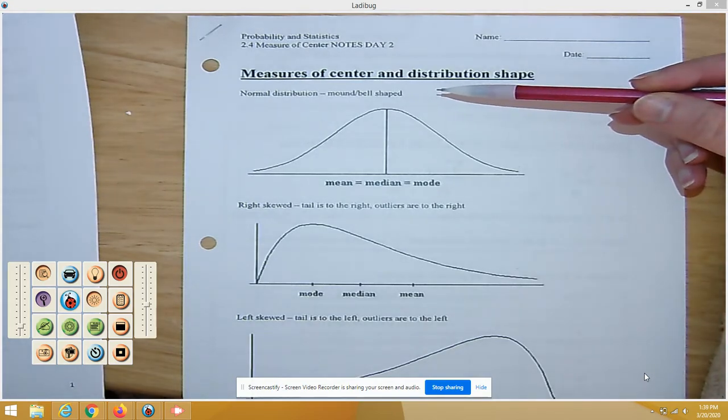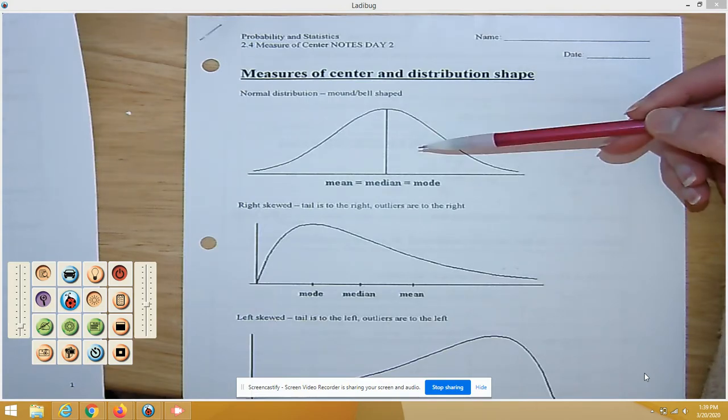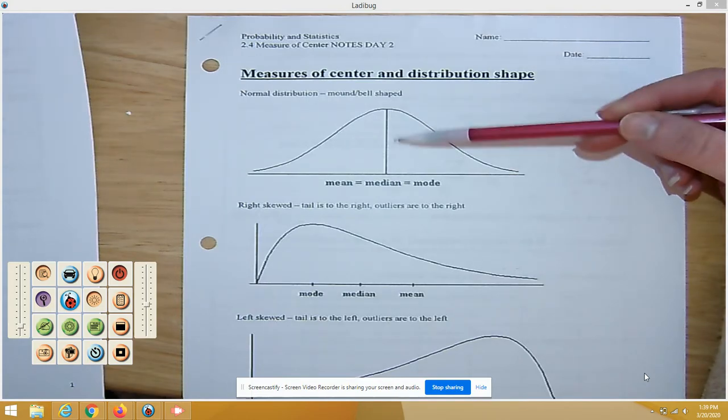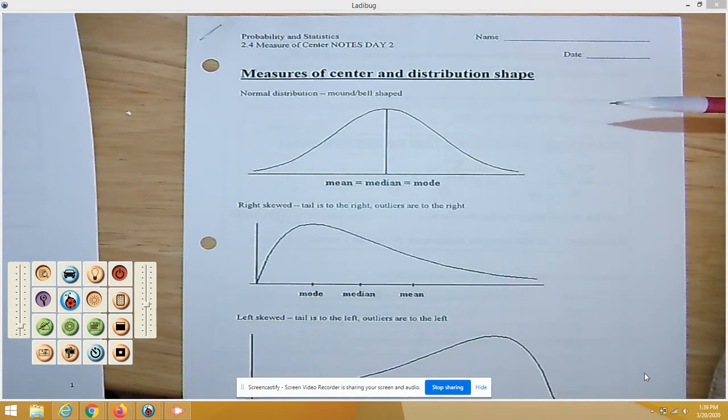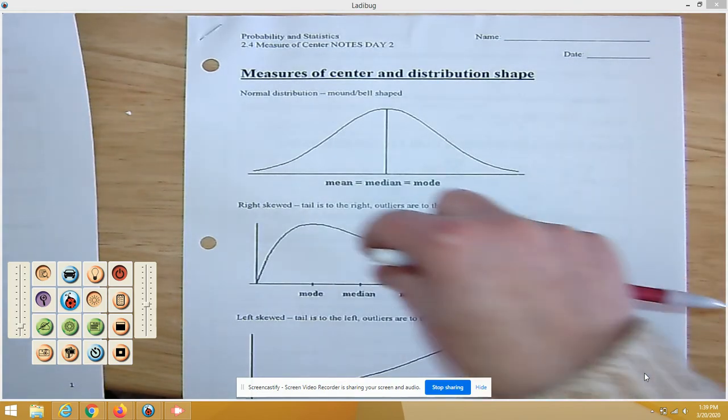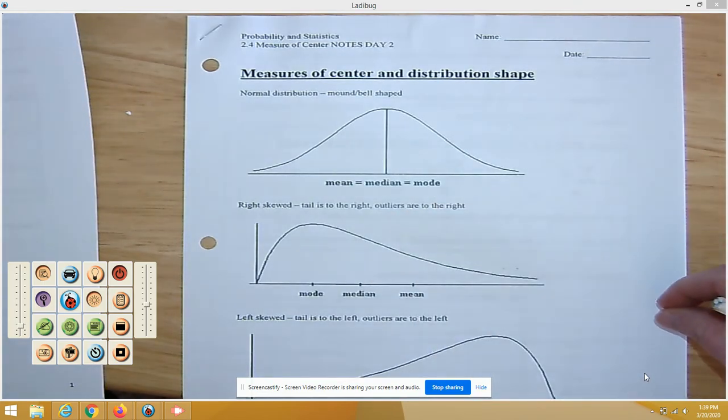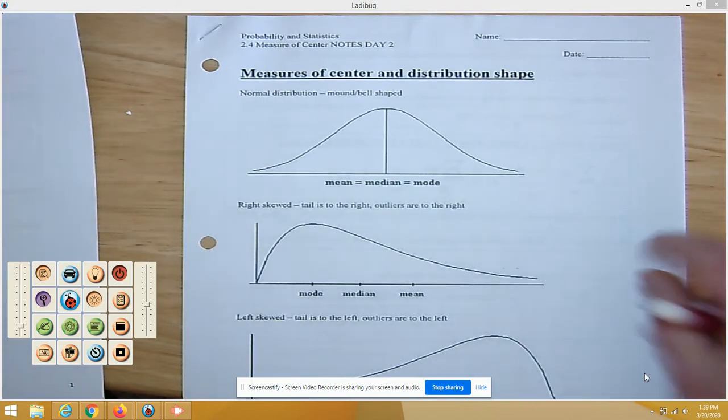In a normal distribution, the mean, median, and mode are all in the same place. If it is right skewed, remember outliers are pulling the data to the right. That's not going to change the mode, because the mode is the most frequent. The median is the middle value, so that will get pulled, but not as much as the mean, because the mean uses all of those other values, and as you calculate it, it's going to be affected the most.